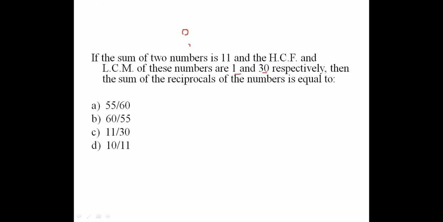Next question, if the sum of two numbers is 11 and the HCF and LCM of these numbers are 1 and 30, then find the sum of the reciprocals of the numbers. So the sum is given, that is a plus b equal to 11, HCF is 1 and LCM is 30.